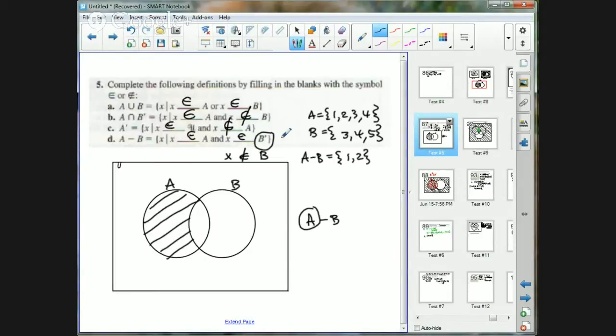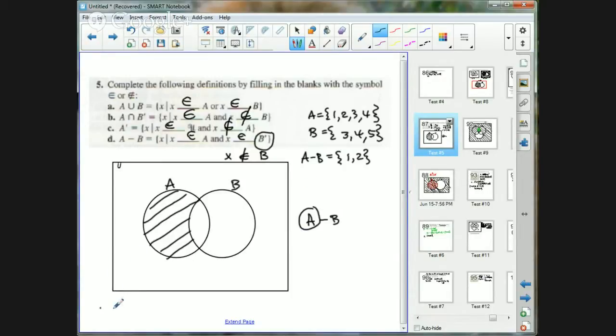I'm hung up on the first part, A minus B. I only got about one third of your audio there. We're saying A minus B equals, what is X in that? All X is the general way of saying all the X's that are in A and are in B complement.